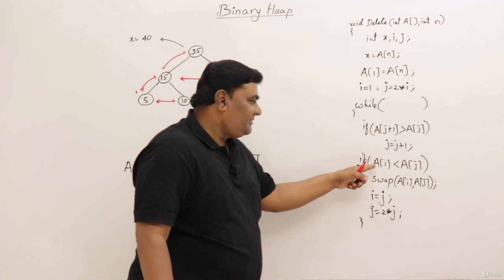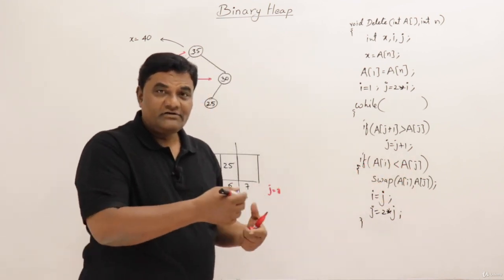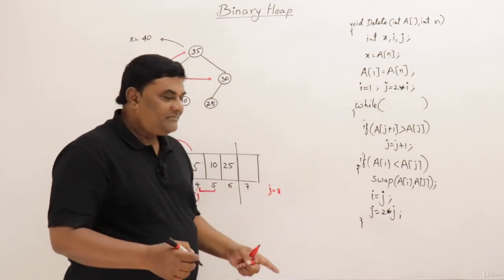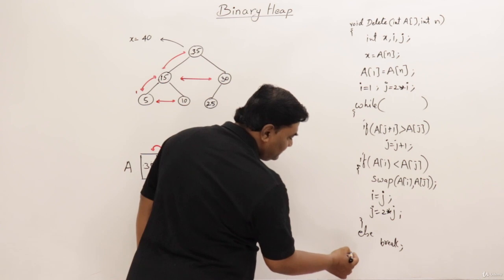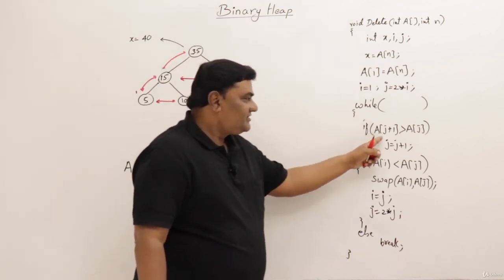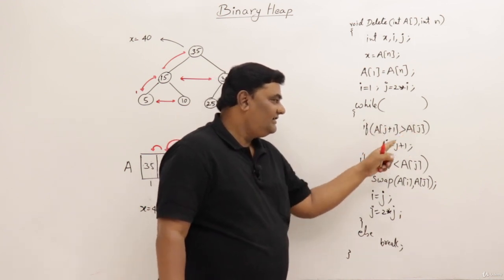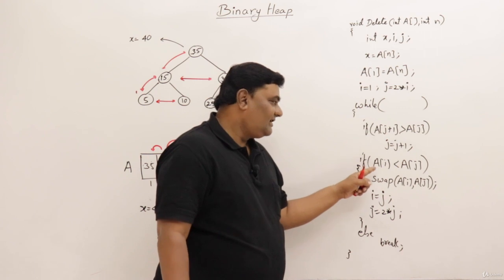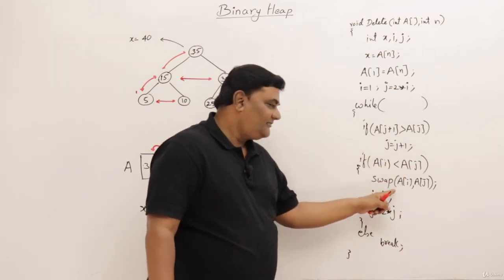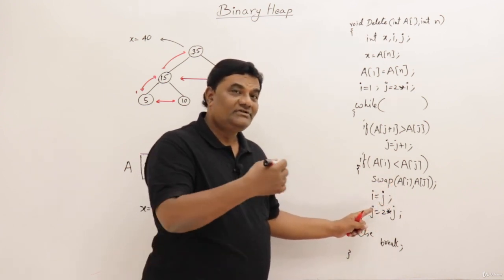If the parent element is not less than child element, if it is greater or equal, so we don't have to swap and we don't have to go further. Stop. So I will say break. That's all. These are the steps. Compare left child and compare right child. If it is greater than left child, then move j, and compare A of I with A of j. If element is smaller, then swap with A of j. Then take I on j and also move j to the left child.